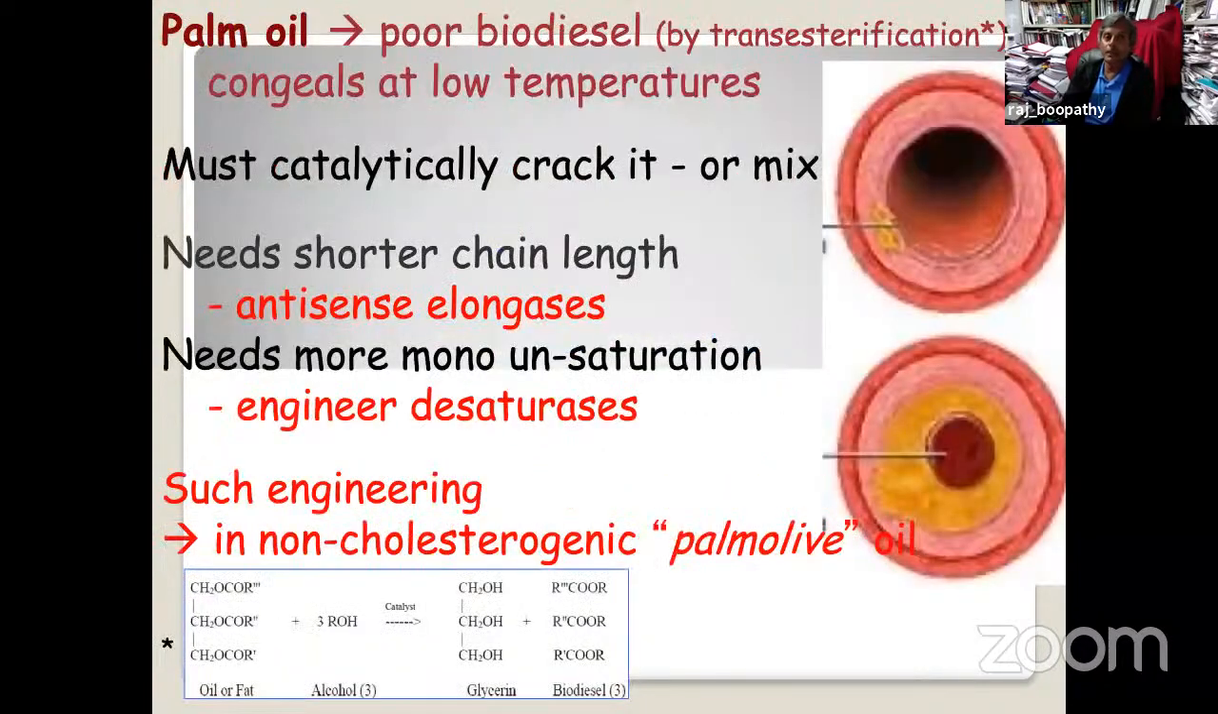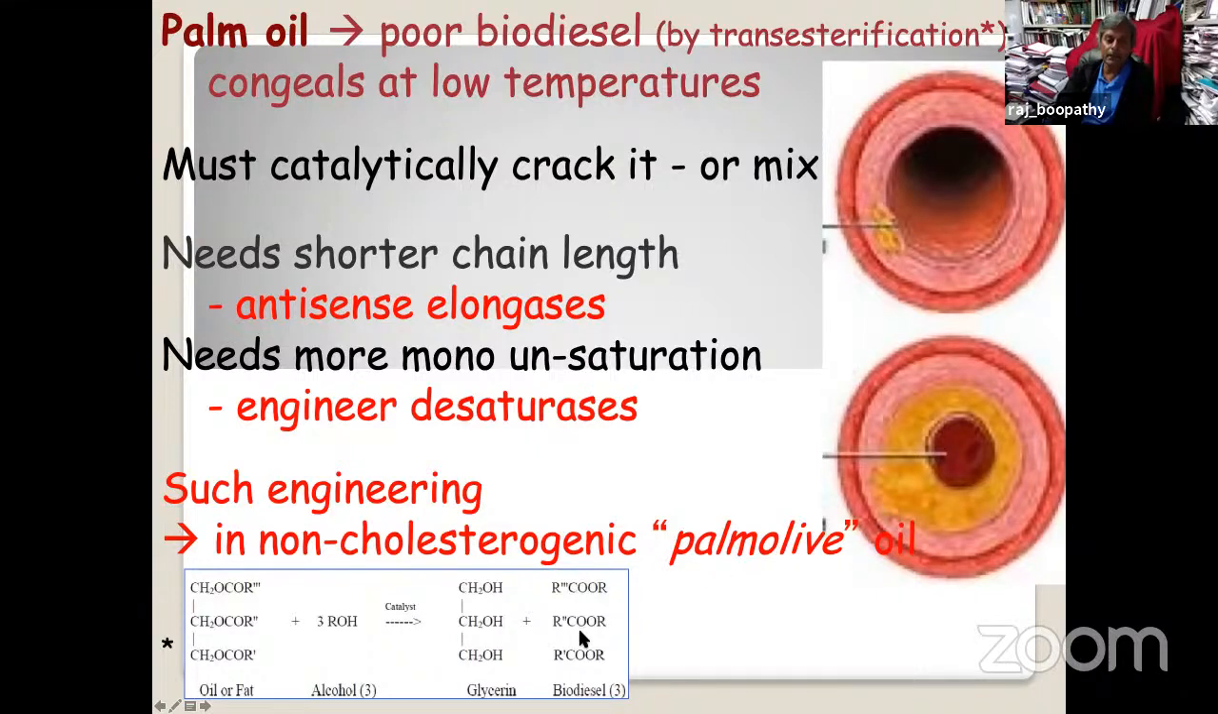Another problem is palm oil is a poor biodiesel because it congeals at low temperature. You need to crack it catalytically or mix it. It also needs a shorter chain length. So you can do that biologically by putting antisense elongases in the plant. You need more monounsaturation, so you need to engineer desaturases. So there are a lot of things that need to be improved in palm oil. So you can do genetic engineering to do that, modify the genes in the plant.